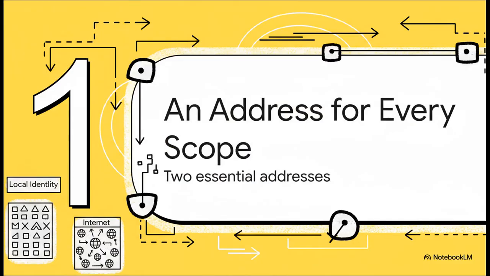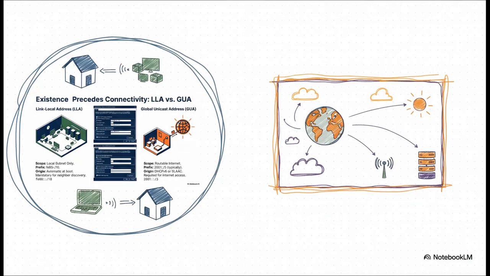Okay, first things first. Before a device can even think about talking to the outside world, it needs a way to talk to its immediate neighbors. A really key concept in IPv6 is that every single device actually has two vital addresses, and each one has a very different job. On one hand, you have the link local address, or LLA. Think of this as a device's local private nickname. It's only used for chatting with other devices on the exact same physical network link. Your computer generates this automatically the second it boots up. It always starts with FE80, and it's absolutely essential for basic network chatter.